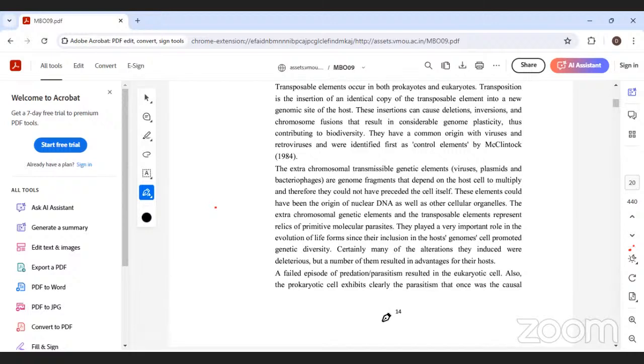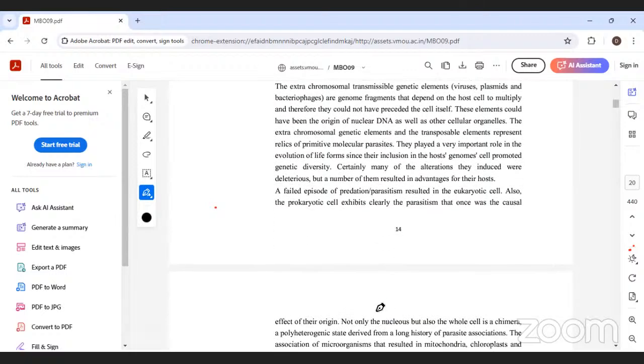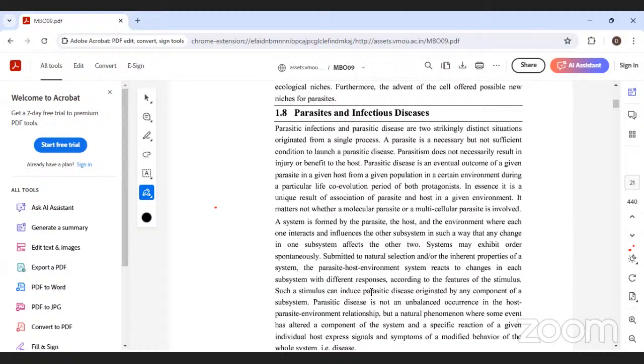The extrachromosomal genetic elements and transposable elements represented primitive molecular parasites. They played a very important role in the evolution of life forms since their inoculation into the host genome promoted genetic diversity. Certainly, many of the alterations they induced were directional. Next, a failed episode of reduction parasitism resulted in the eukaryotic cell; both eukaryotic and prokaryotic cells exhibit parasitism.